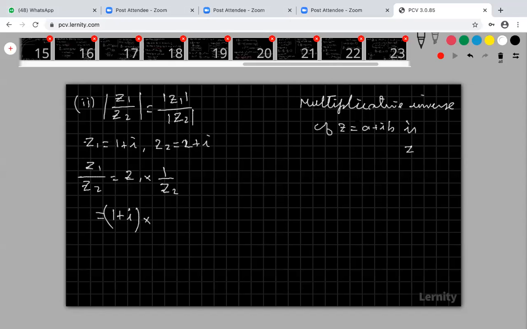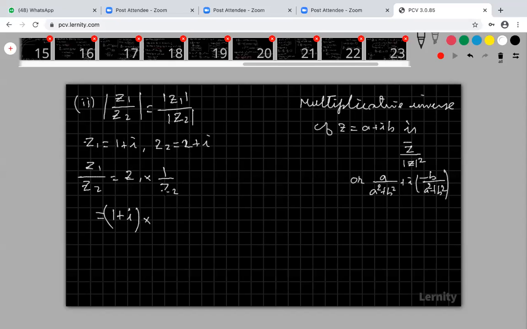How to find out the multiplicative inverse? That is z bar divided by modulus of z square. We have another formula also: a divided by a square plus b square, plus i into minus b divided by a square plus b square. That is also correct. Either this formula or that one is the multiplicative inverse. Both are correct. Apply that.